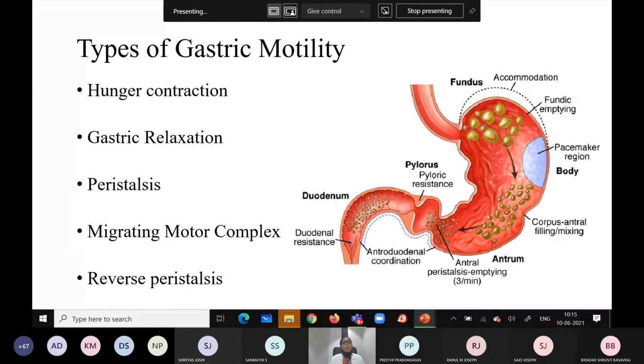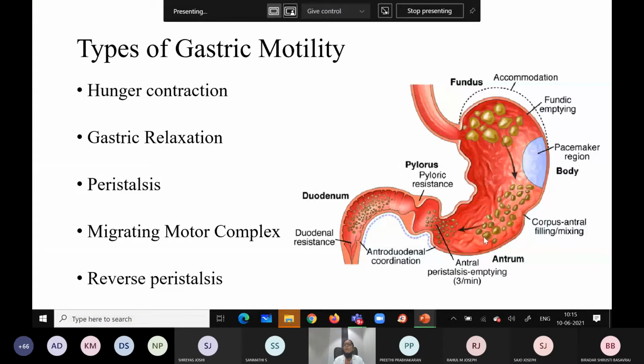Now coming on to the motility of the stomach. Okay, so already the gross anatomy of your stomach. What are the parts of the stomach? It has a fundus. This is the lower esophageal sphincter, so the part above the lower esophageal sphincter is considered the fundus of the stomach. Then this is the body of the stomach.